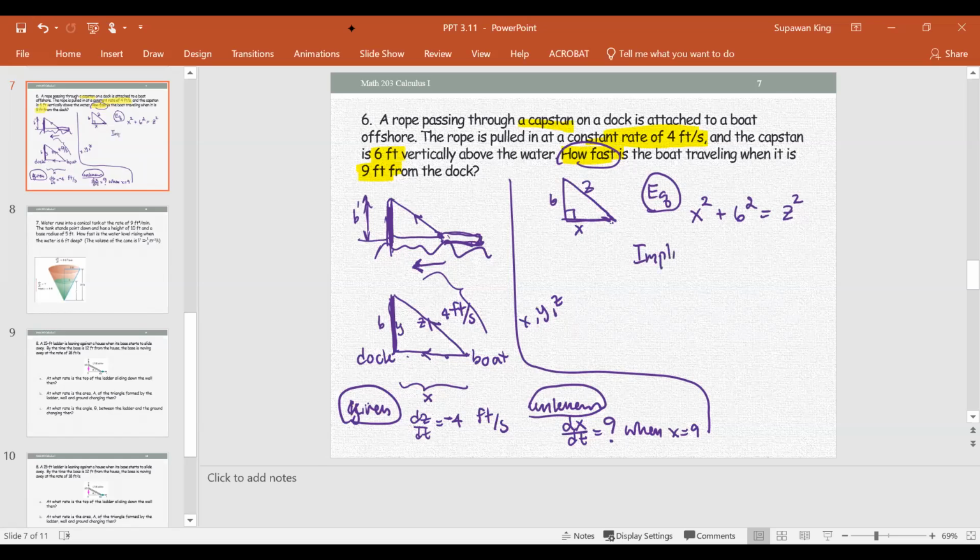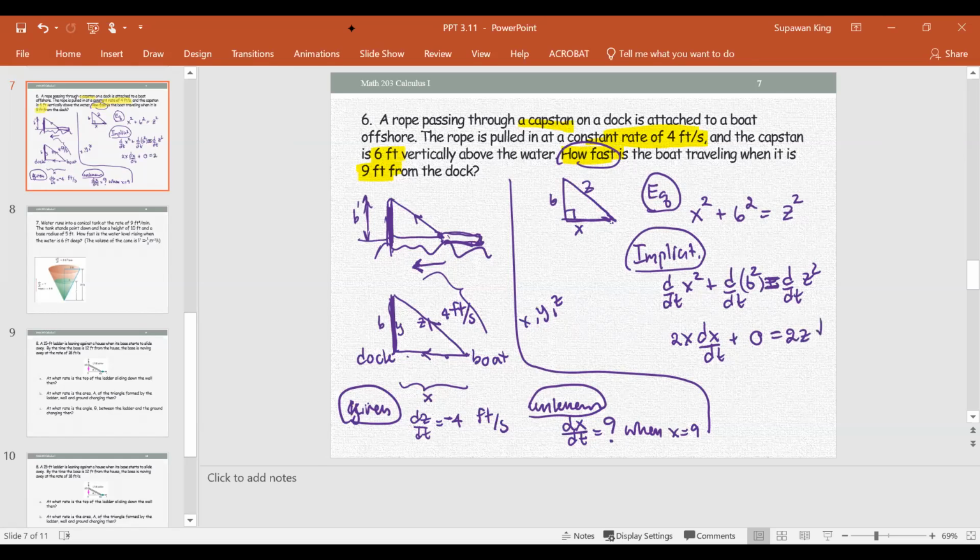So next, for the implicit differentiation, we're going to find the derivative of each term with respect to t. The d by dt of x squared plus d by dt of 6 squared equals d by dt of z squared. The derivative of x squared is 2x times dx dt. The derivative of 6 squared, a constant, is 0. The right hand side is 2z dz dt.